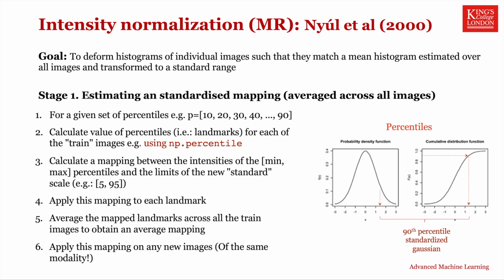This intensity scaling then needs to be applied to the intensity of each of these landmarks. So you need to scale all of these percentiles, so the intensities you've got for all of these percentiles, using this mapping that you've learnt at this stage. This is repeated for all of the images in the training or target population, where the intensity values of these rescaled landmarks are summed up and then averaged to return a target distribution or a target set of landmarks.